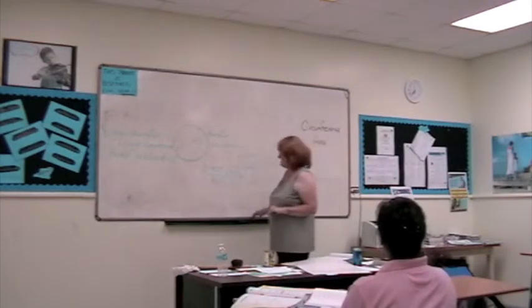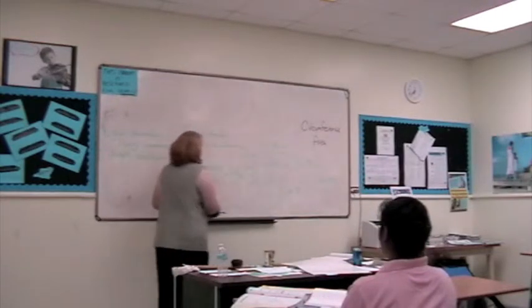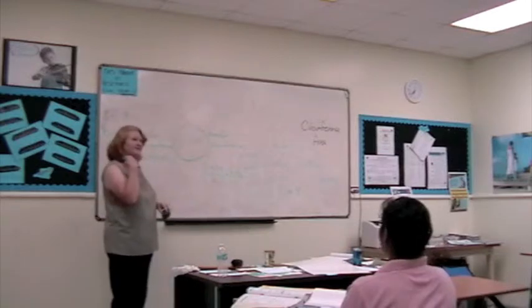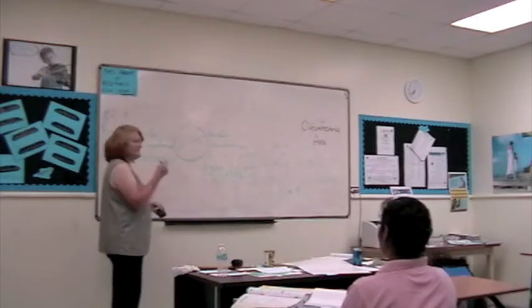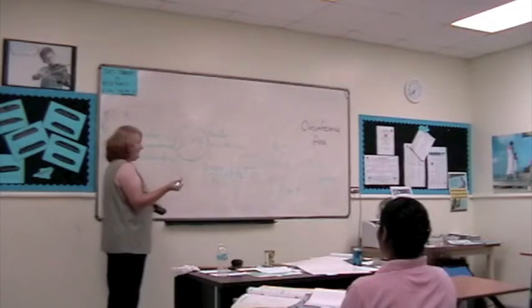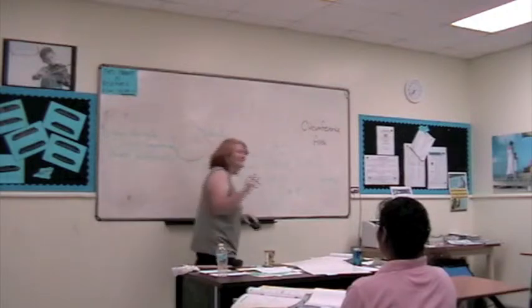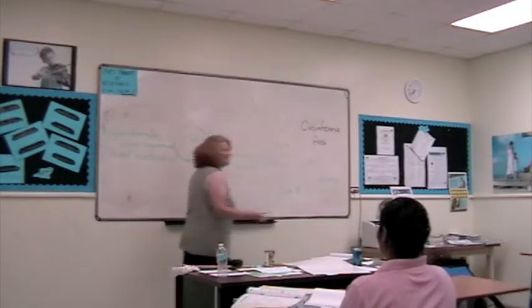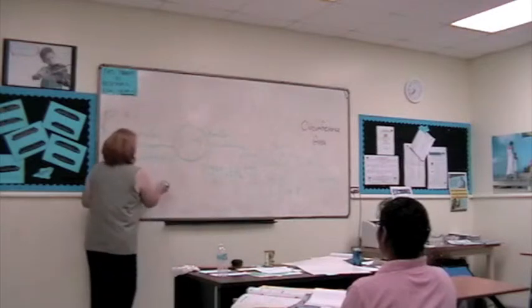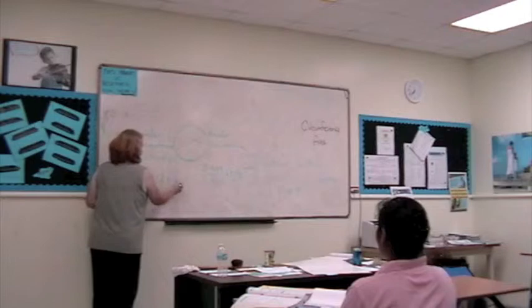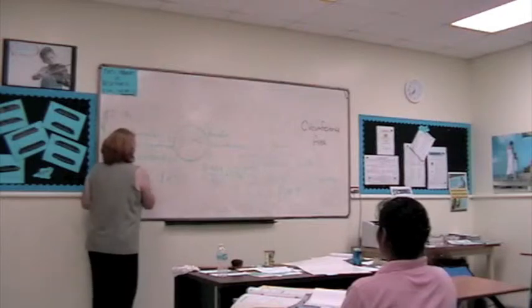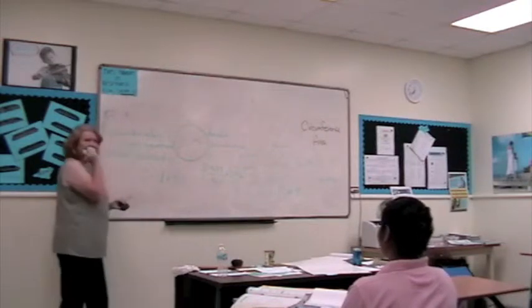So from that information, can we come up with a formula for the circumference? Because we know we have to find the circumference, right? So if I take the diameter and I multiply it by pi, I'm going to get the circumference.